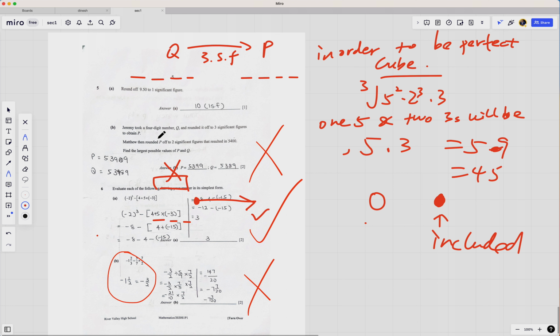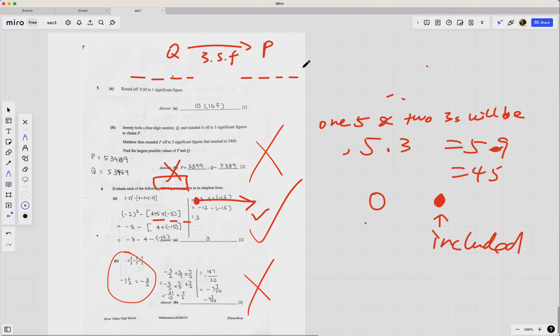Then P is rounded off to 2 significant figures. That will give you 5400, right? So 2 significant figures gives 5400. So the largest for P can be 5, 4. In order not to increase the 4, it can be 4 here, right? Then it's 9 here.